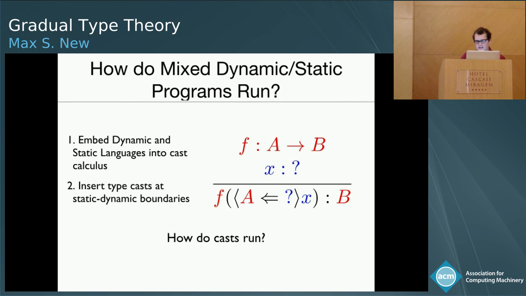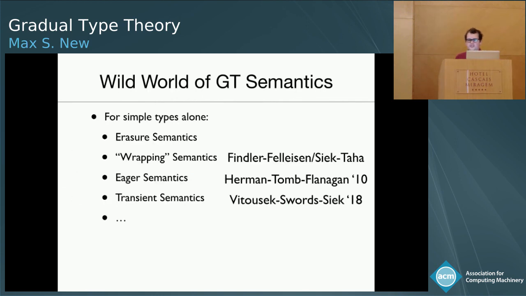And this one is a little complicated if you go into the gradual typing literature. And so even for just the simple types, there have been many different proposed semantics. So there's erasure semantics, which is basically just run it as a dynamically typed program. What I call wrapping semantics, which is the most standard, which goes back to Findler and Felleisen's Contracts for Higher-Order Functions and the Siek-Taha paper. There's eager semantics, which tries to catch type errors earlier than the wrapping semantics would. And there's transient semantics, which tries to reduce the number of casts by delaying some of them until later.